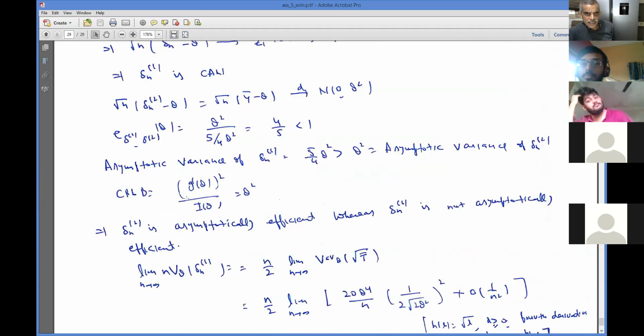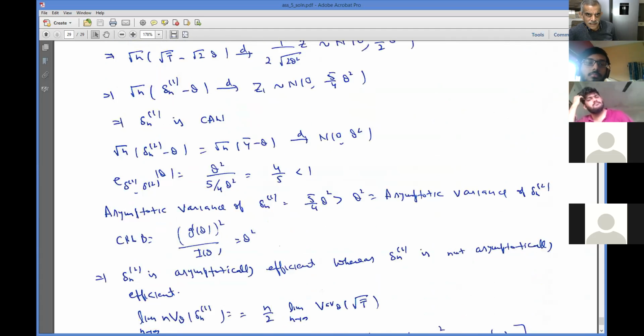Yeah, the asymptotic distribution, that is what we are doing, no? Yes, sir. Root n (delta_n1 minus theta) is normal 0, 5 by 4 theta square. Root n (delta_n2 minus theta) is normal 0, theta square. Efficiency of delta 1 relative to delta 2 is theta square by, I think this is normally 2 power 1 by alpha, right? So alpha here is half. So it would be this square, right?